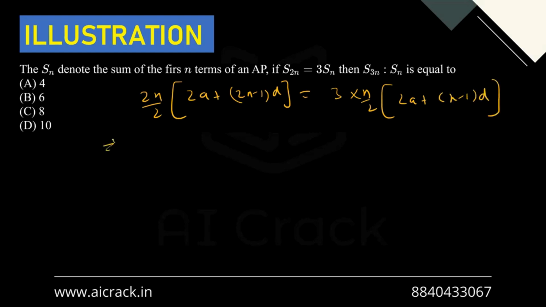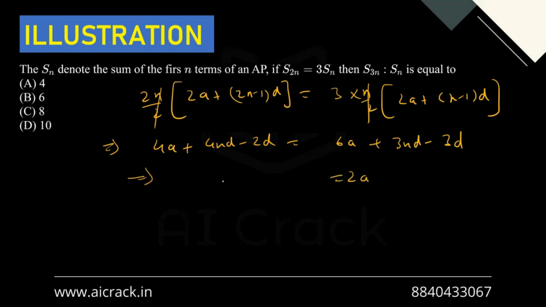Okay. If you open this, we can cancel out this n by 2. We're getting 4a plus 4nd minus 2d equals 6a plus 3nd minus 3d. Okay. If we solve this one, we'll get 2a equals nd plus d. This is our final outcome, right?